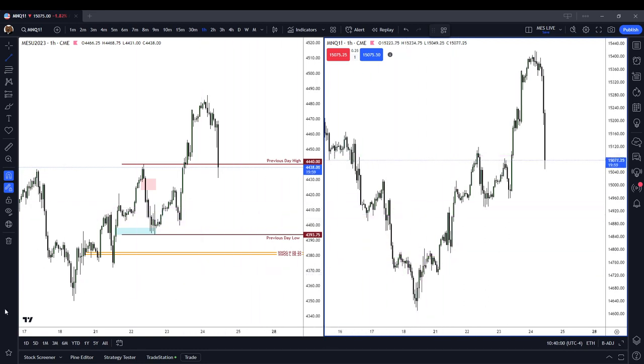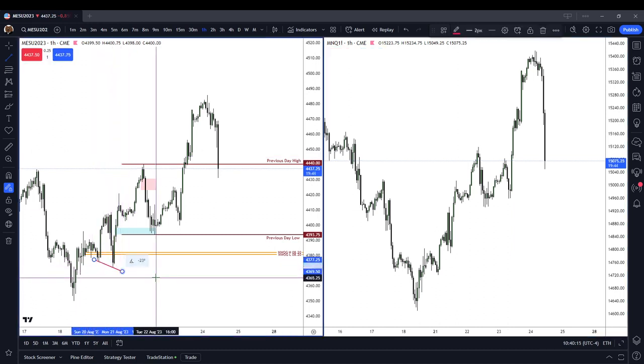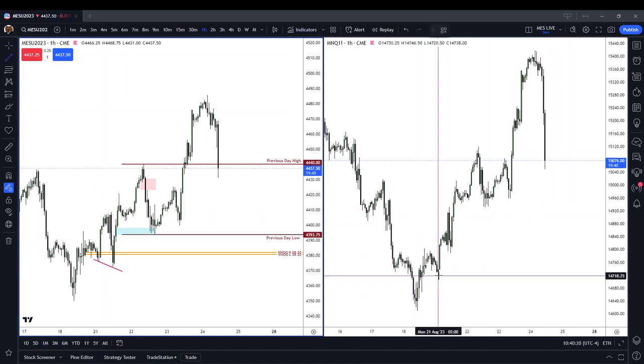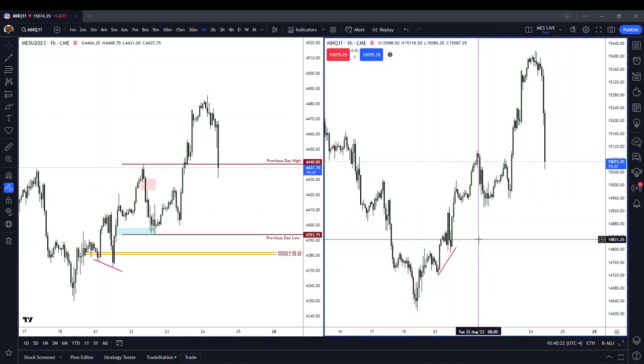What you want to do is look at points in the market where the micro ES or the micro NASDAQ has made a new high or a new low and the other has not. So, for example, here on the hourly chart, we can see on the left-hand side of the chart, at this point in time, the micro ES had made a lower low, whereas the micro NASDAQ had made a higher high.